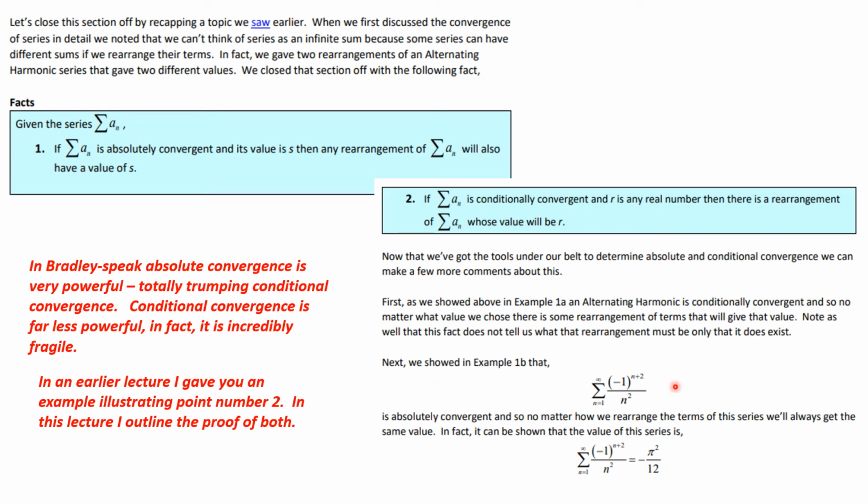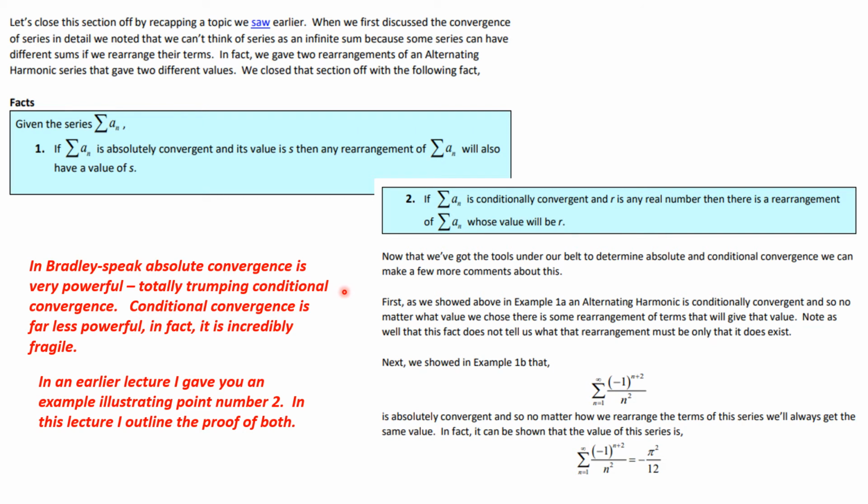Next, we showed that this one, which is minus 1 to the n plus 2 all over n squared, is absolutely convergent, so it doesn't matter how we arrange it, it will always converge to the same value. In fact, it can be shown, and maybe I will show this in this course, I don't know if I'll have time or not, that the summation n equals 1 to infinity of this alternating series is minus pi squared over 12.